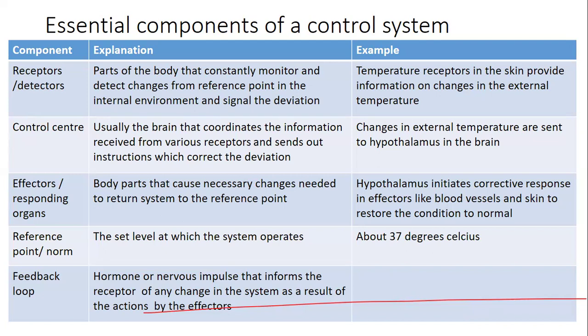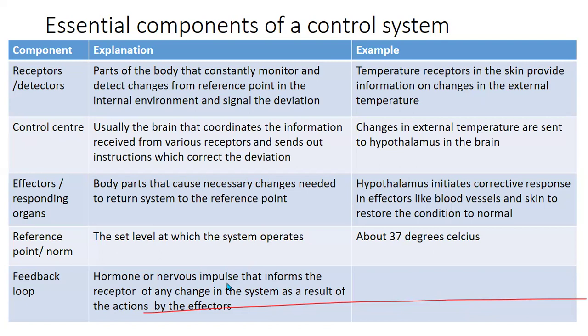And then if the control center functions, but the effectors are malfunctioning, still the body is in trouble. So you can see that the body requires all of this to be working well. Then, of course, we need a reference point for everything to work out. Now, the way all this works out is what we call the feedback loop.